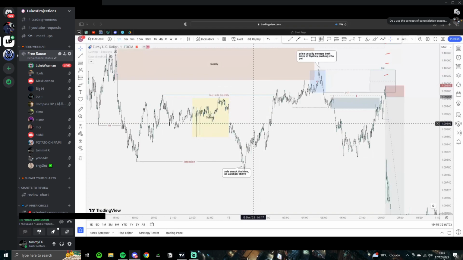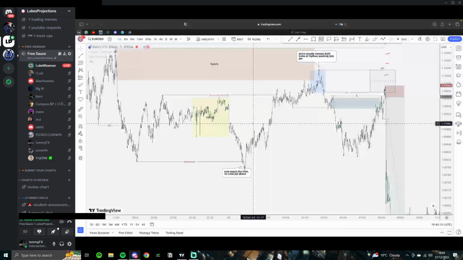Do you use the concept of consolidation, expansion, retracement? Yeah, so that is basically the AMD cycle, so accumulation, manipulation, distribution, right? It's not something that is my only trading plan. So every single trade I'm not going to be waiting for accumulation, manipulation, and distribution. It's just one of those entry concepts that we use. But it all depends what time of the day.